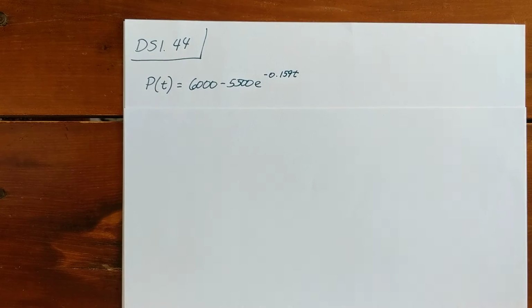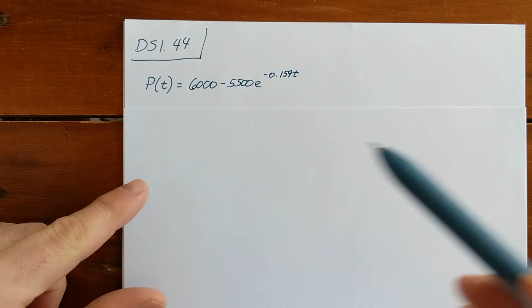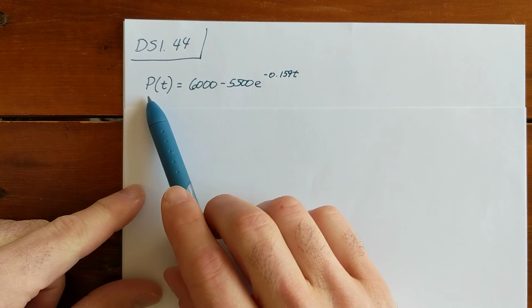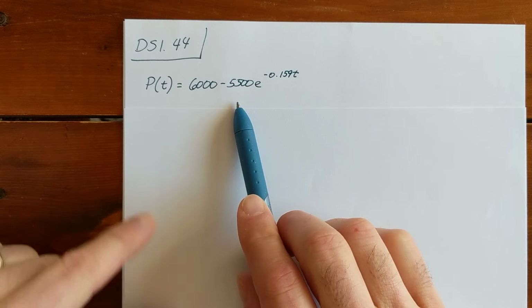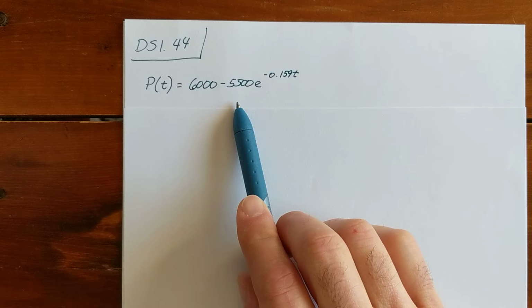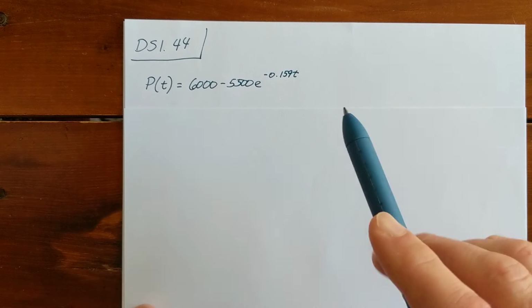All right, guys, DNS exam 1, problem number 44. They tell you in this problem that a population is increasing according to an equation that they've given you right here, where population as a function of time was given to you by this one right here. They said the population approaches a limiting value as time goes on. So right away there, they kind of tell you exactly what's happening here.